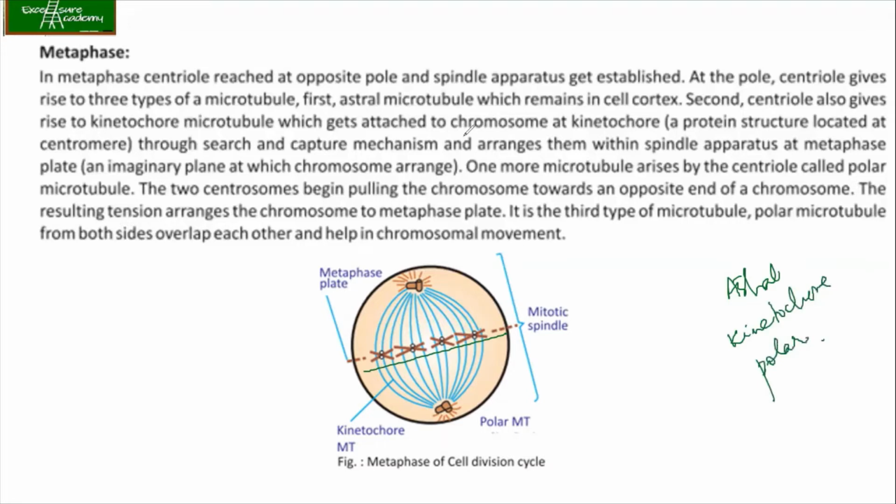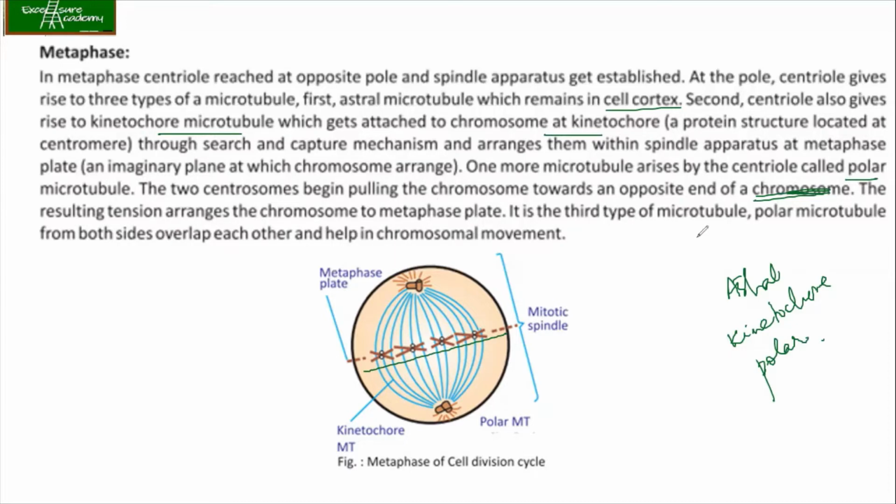Okay. So astral microtubule remains in the cell cortex. It also gives rise to kinetochore microtubule which gets attached to the chromosome at the kinetochore through search and capture mechanism and arranges them with the spindle apparatus at the metaphase. Okay. The another one is the polar microtubule. The two centrosomes begin pulling the chromosome towards the opposite end of the cell. The resulting tension arranges the chromosome to the metaphase plate.